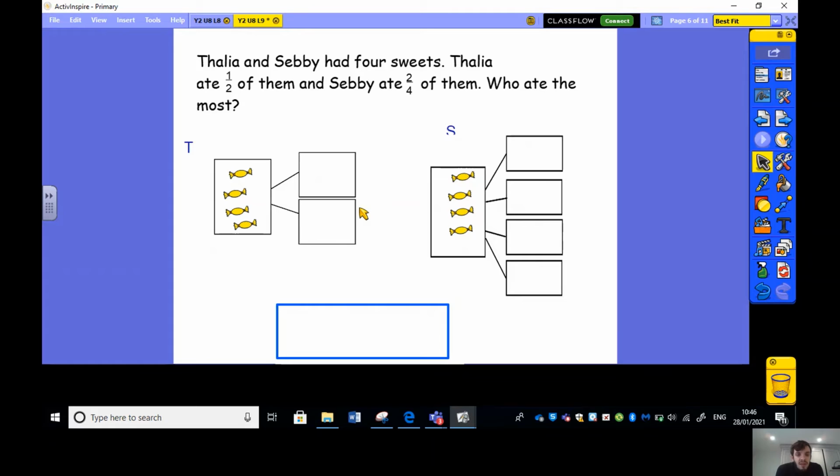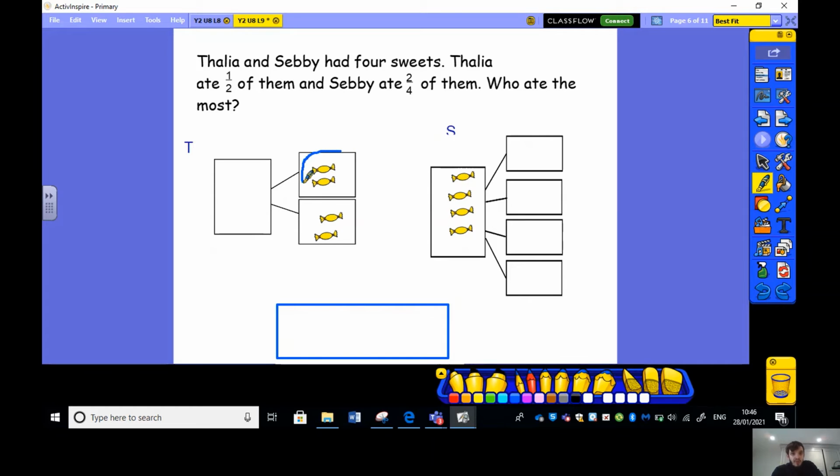Well done. Because Talia ate half, her denominator is 2. And when we look at halves, we have 2 equal parts. So let's share Talia's 4 sweets into halves. 1, 2, 3, 4. So Talia ate 1/2. So she ate 2 sweets.